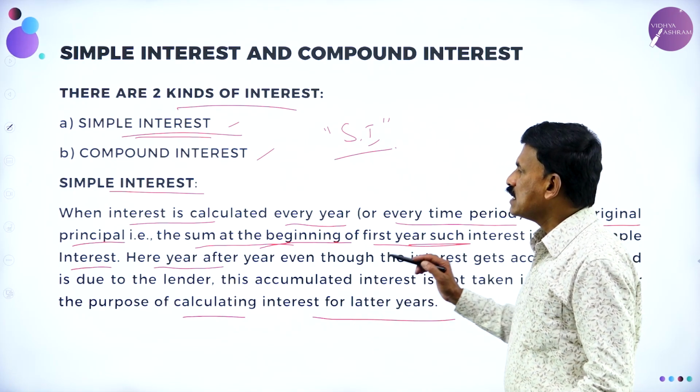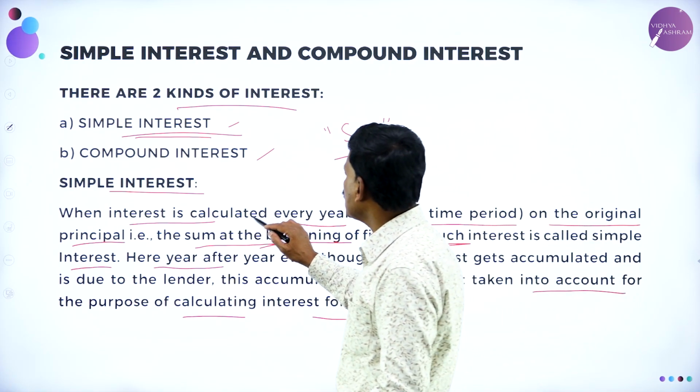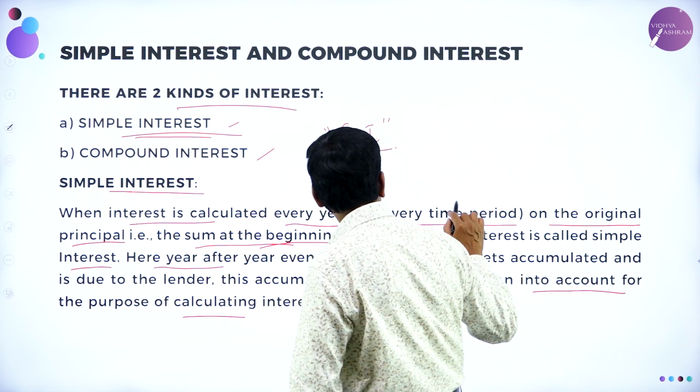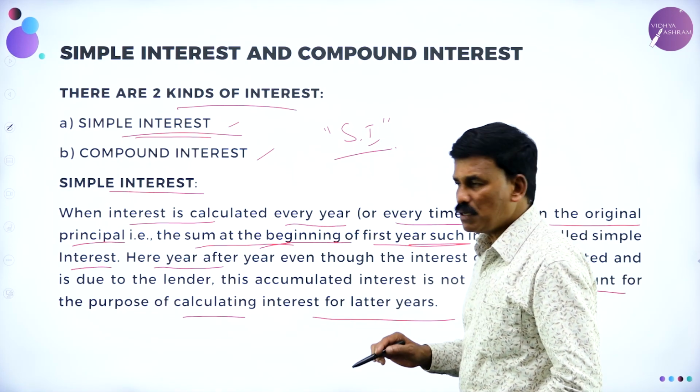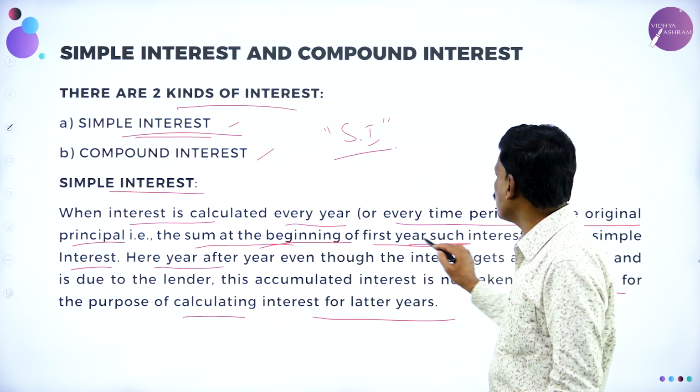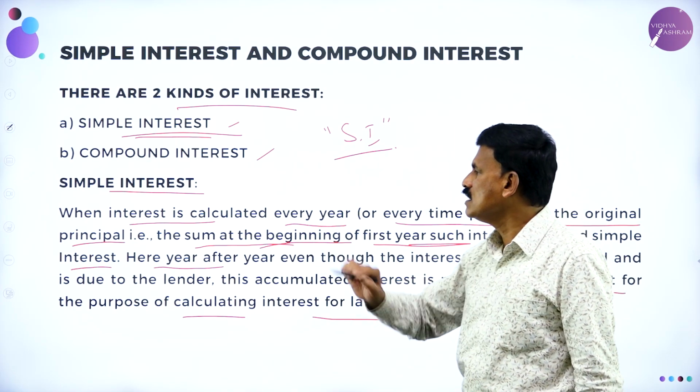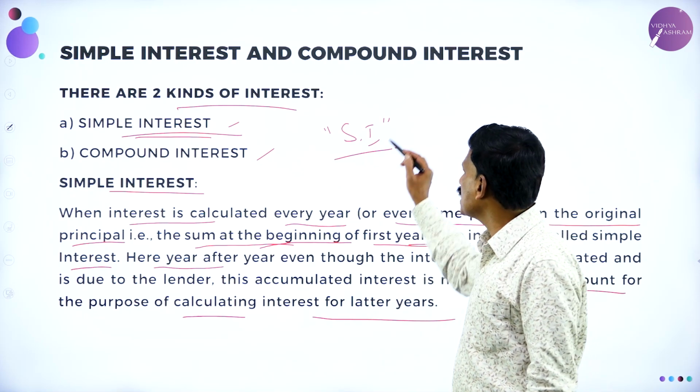So simple interest here: when interest is calculated every year or every time period on the original principal, that is, the sum at the beginning of the first year, such interest is called the simple interest, denoted as SI.